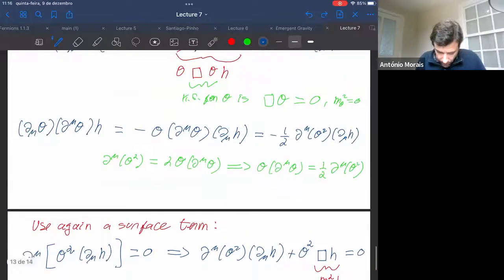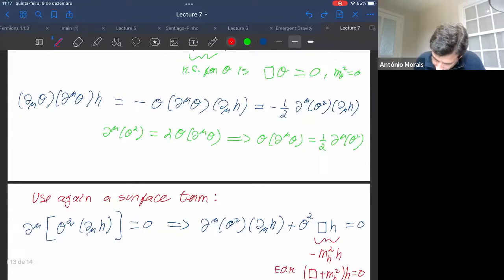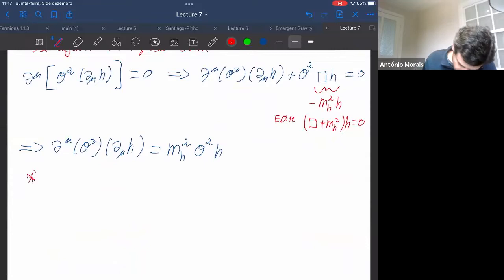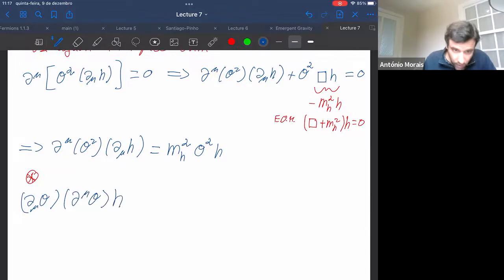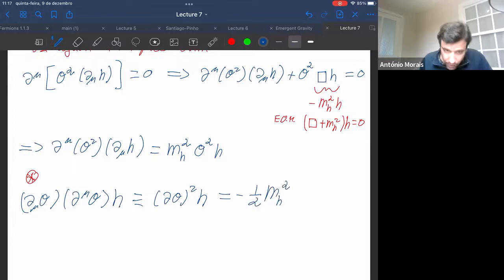Therefore, we come here again. So let me put here a star. So there we have that d mu theta H, which is what we denote by d theta squared H, is equal to minus 1 over 2 mh squared theta squared H.